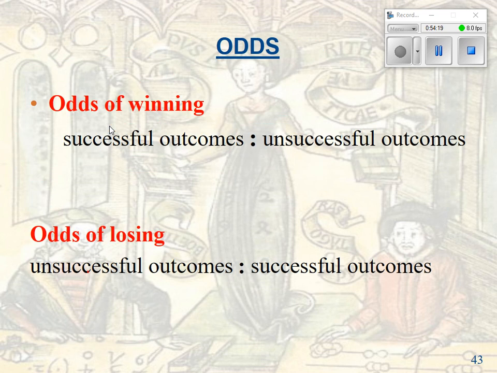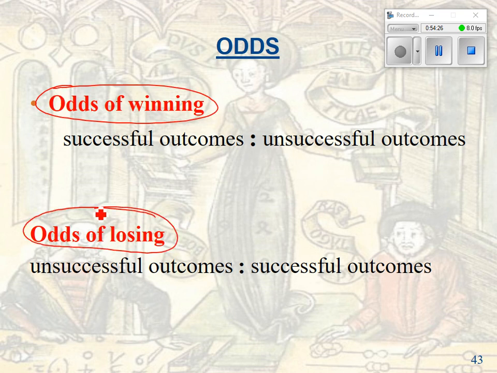Odds. Two different ways odds could be set up. It could be odds of winning, odds of losing. Odds are different than probability. Odds compares successes to failures. So success to a failure. When you're doing the odds of winning, the successes come first. When you're doing the odds of losing, the failures come first.